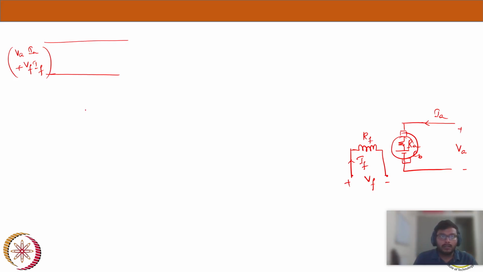But IF and IA may vary based on the connection. Since it is separately excited, IF is different and IA is different. If it's a series motor, the field winding will be in series with the armature, and IF is the same as IA, and that is the same as the load current, that is the supply current. Sir, this circuit diagram is a separately excited DC motor? Yes, it's separately excited, because the field winding is not in series nor in parallel with the armature.